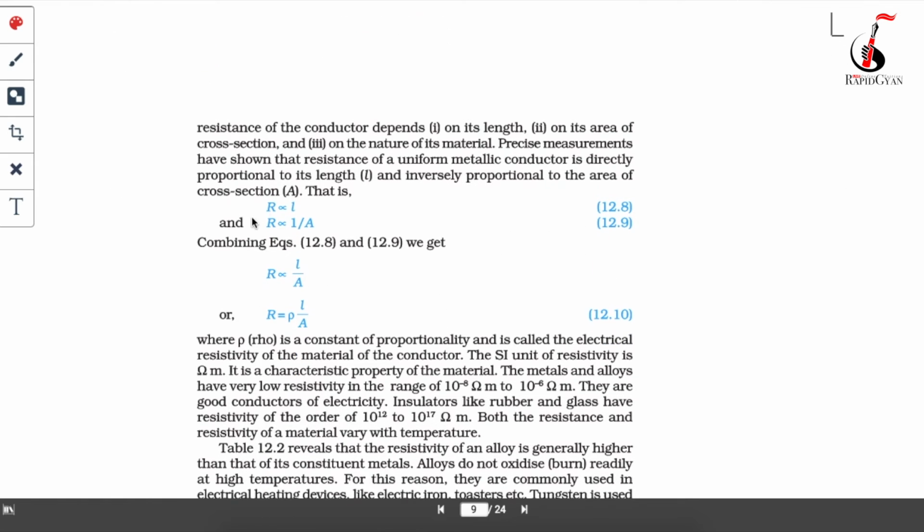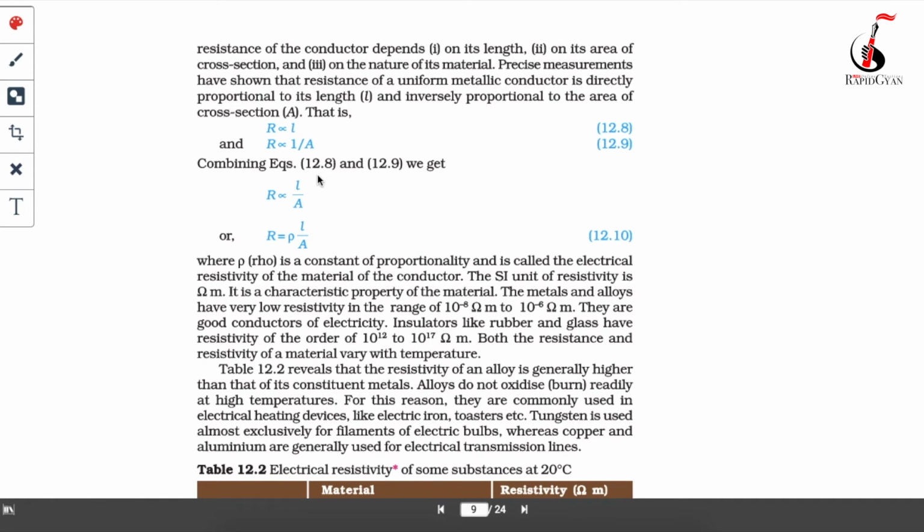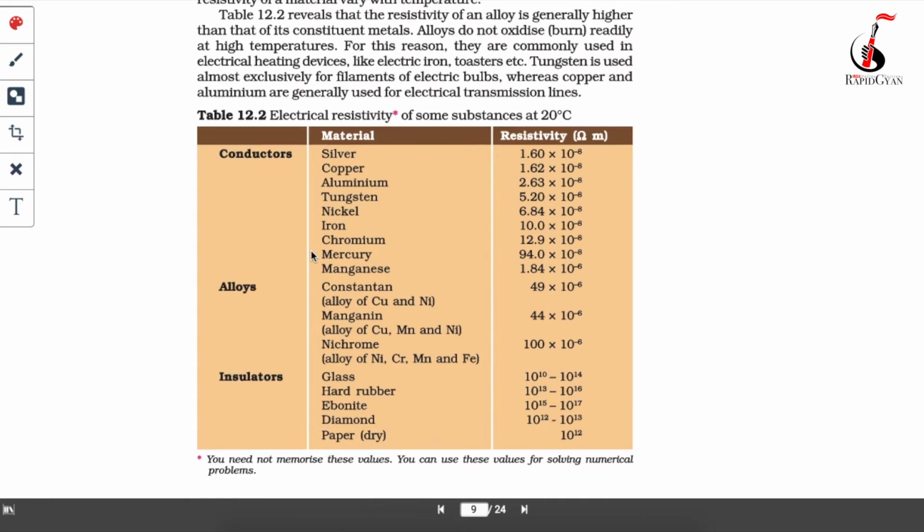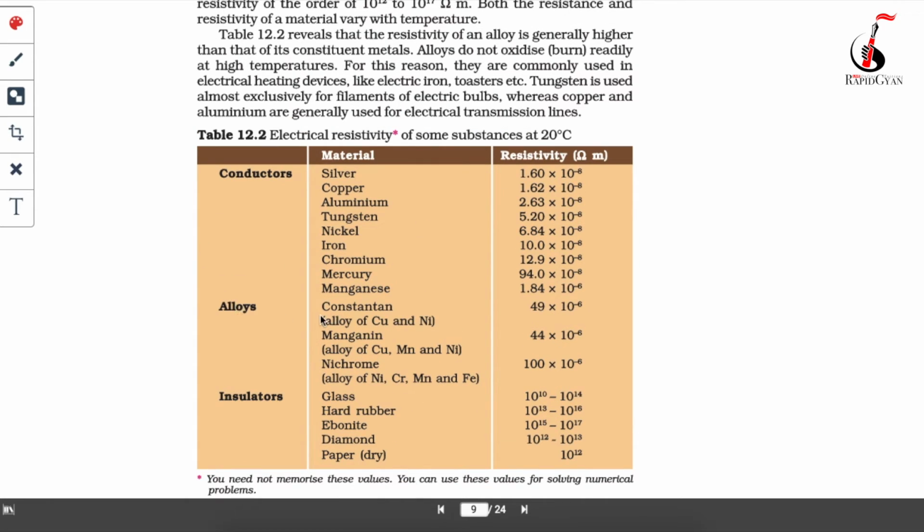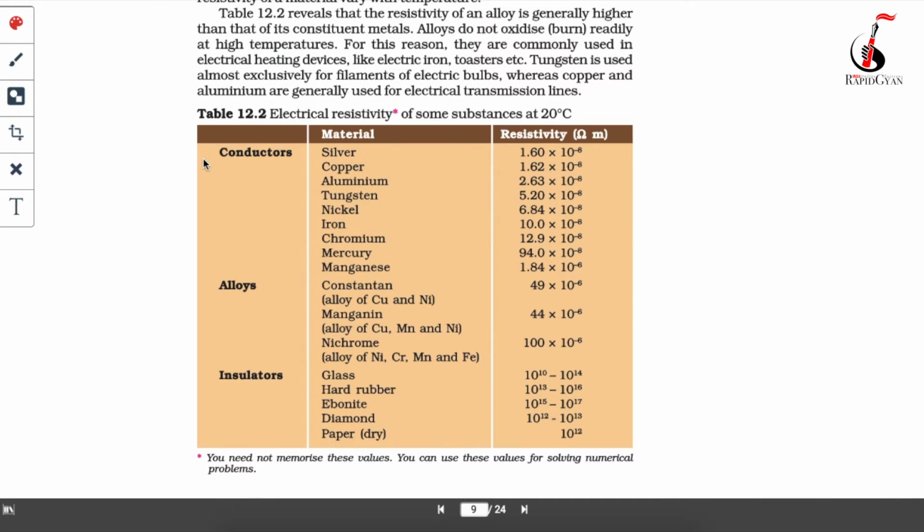Now come to your book. You can see here, beta, R is directly proportional to L. R is inversely proportional to the area, and then I can say R is directly proportional to L upon A. As a result, when we remove this proportional sign, it will be replaced with the resistivity constant. And a few values of the resistivity are given in your book. So just go through it and try to memorize as much as you can, as it might be asked in your exam.